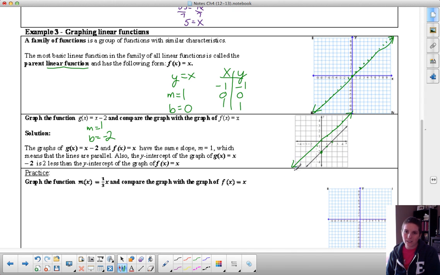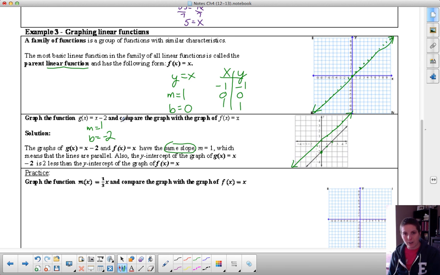And how does it compare? It's been shifted down 2 units. It has the same slope. Notice that phrase there, same slope. And the y-intercept is 2 less than the parent graph. So you need to make those kinds of shifts.